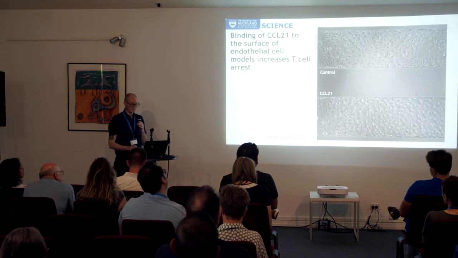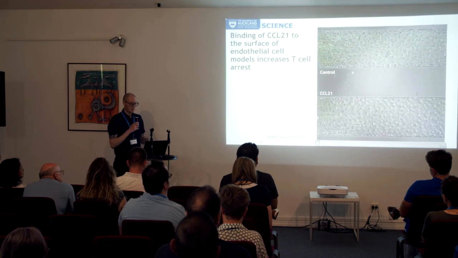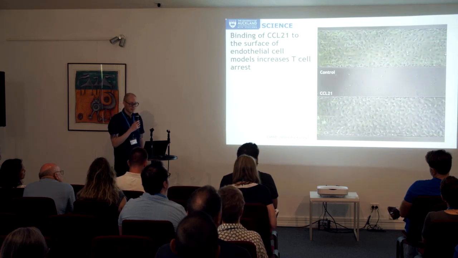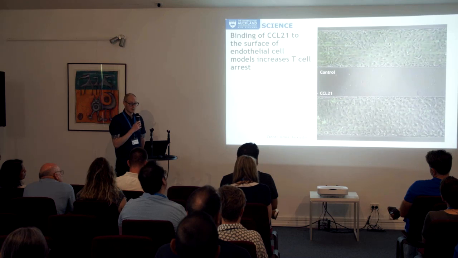And this is what it looks like. So in the control condition, you see that the T cells bind for a short time and then roll over the endothelial cells and then get swept up again. But if CCL21 is present, they really stick down to the endothelial cells.